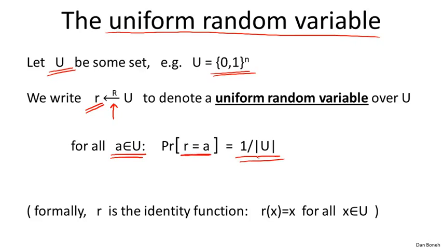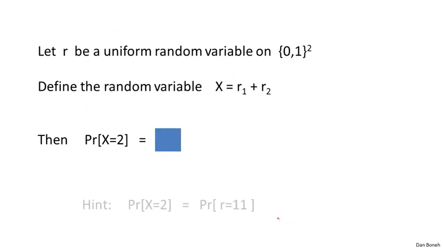And if you want to stick to the formal definition of a uniform variable, it's actually not that important, but I'll just say that formally the uniform random variable is just an identity function, namely R(x) is equal to x for all x in the universe. So just to see that this is clear, let me ask you a simple puzzle.